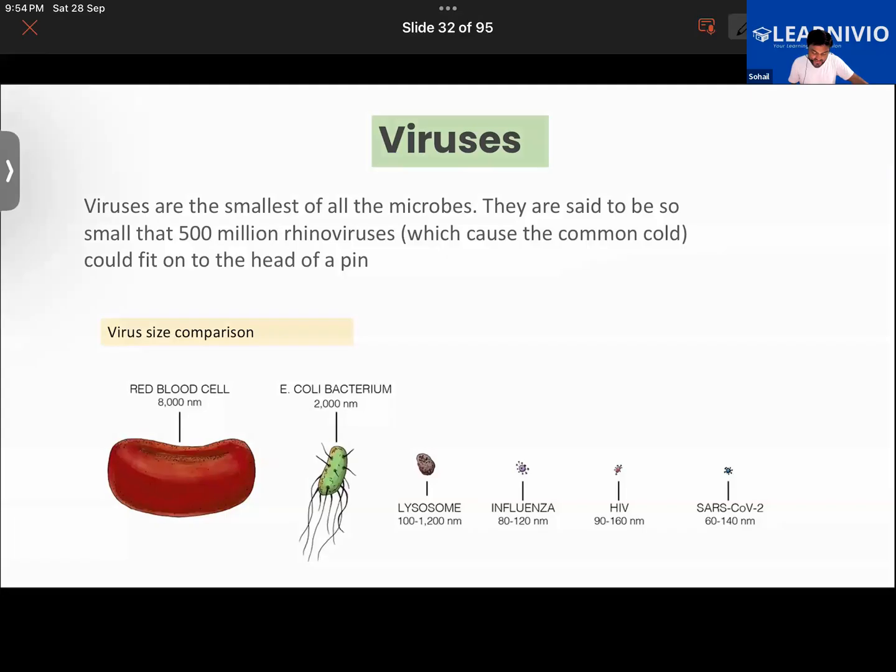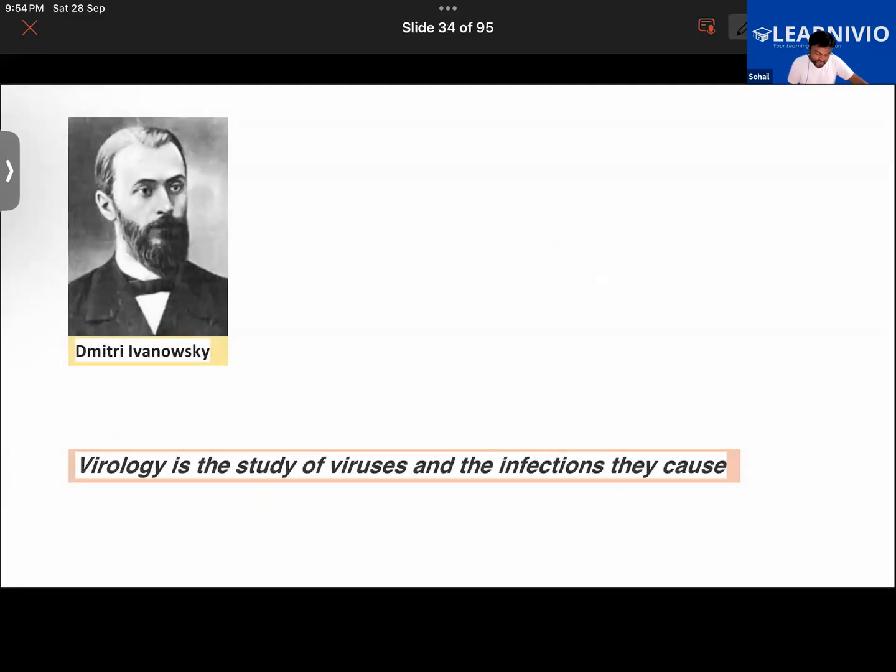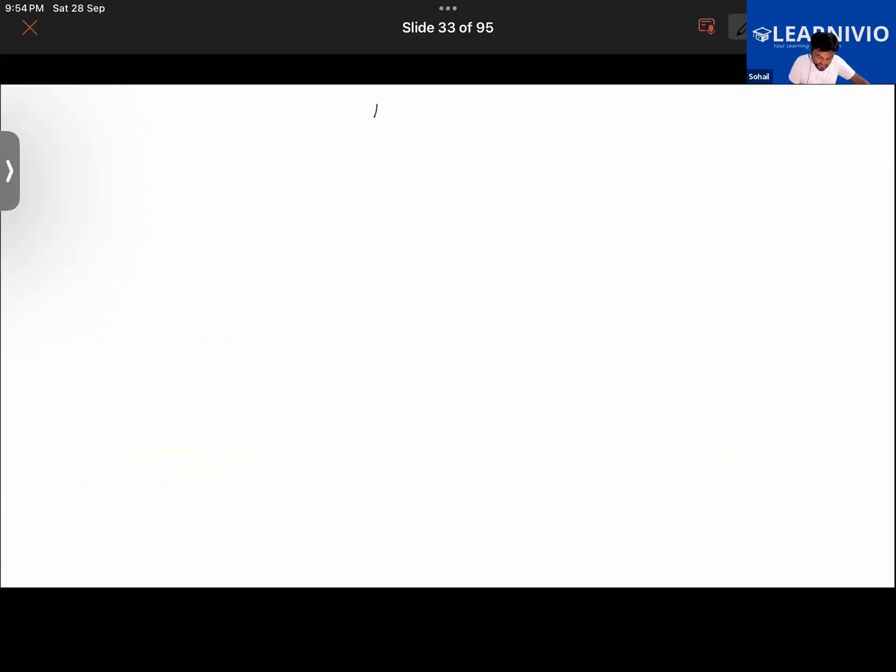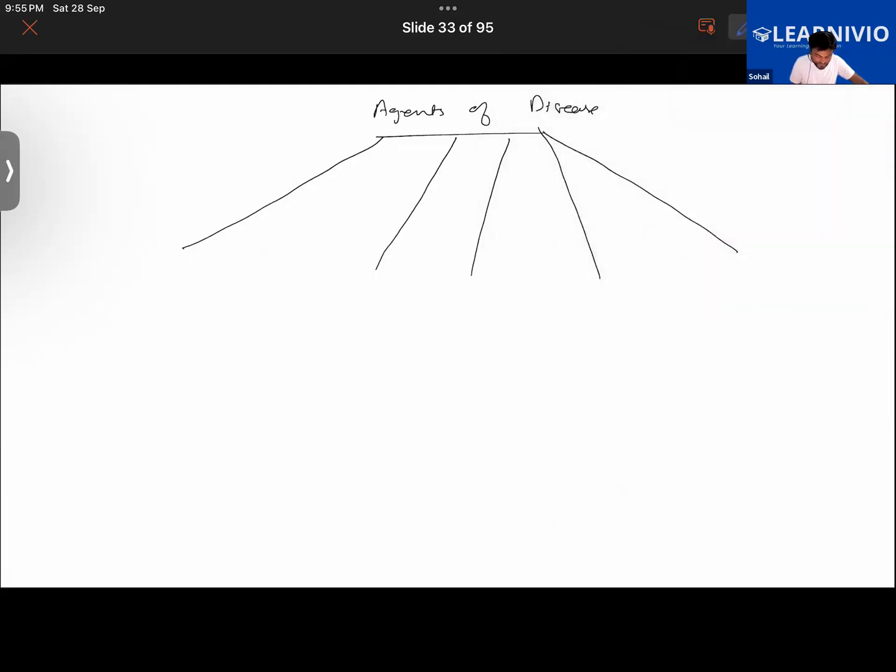Plus, viruses are agents of various diseases. They are known to cause different kinds of diseases. There's a long list of diseases caused by viruses. Can you think of some of the diseases? COVID, the most common one. Influenza, very good. Then common cold. HIV, human immunodeficiency virus, yes.